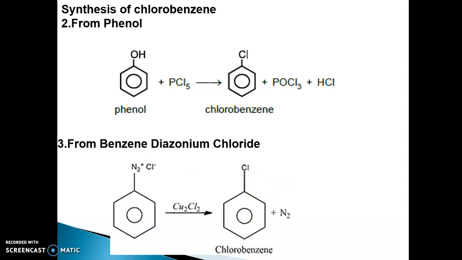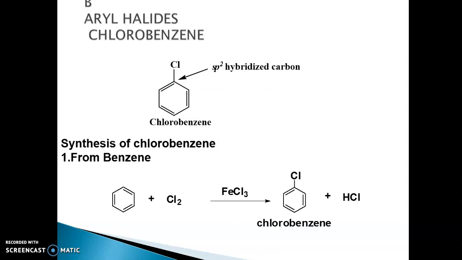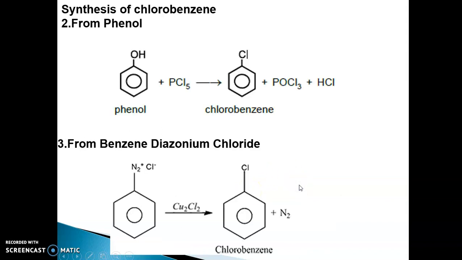This is the third preparation method for the synthesis of chlorobenzene. The first one is from benzene. Benzene on chlorination in presence of FeCl3 or AlCl3 gives chlorobenzene. The second is from phenol. Phenol on reaction with PCl5, the OH gets replaced by a Cl atom, and we get the formation of chlorobenzene with the removal of POCl3 and HCl.